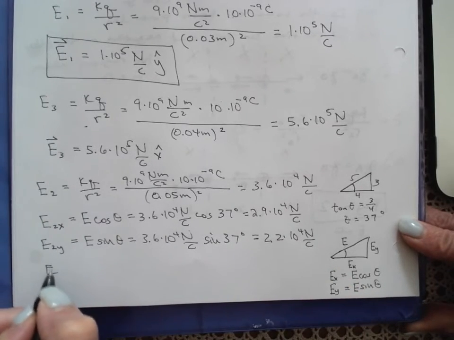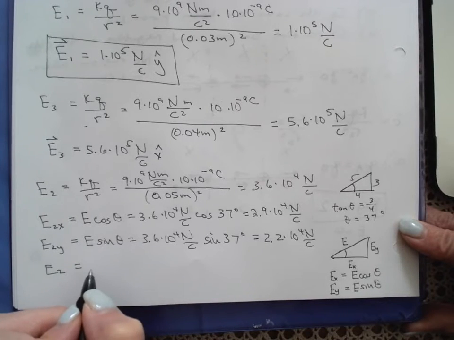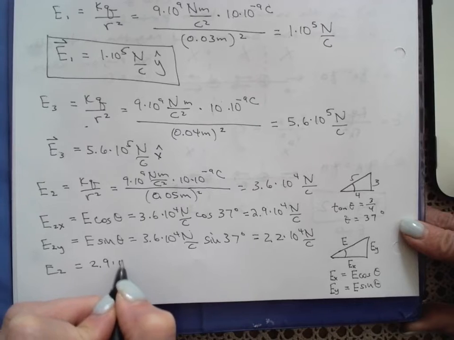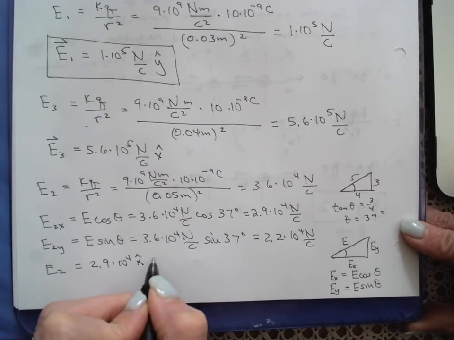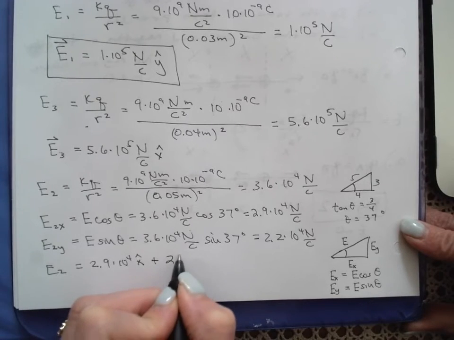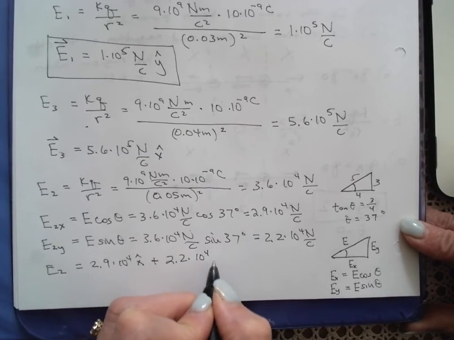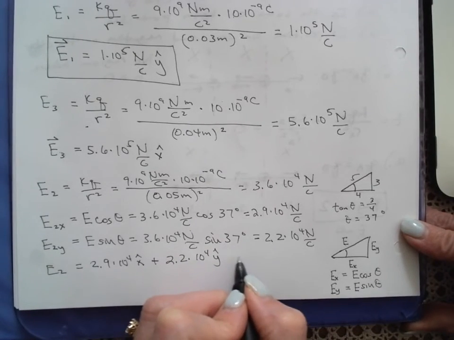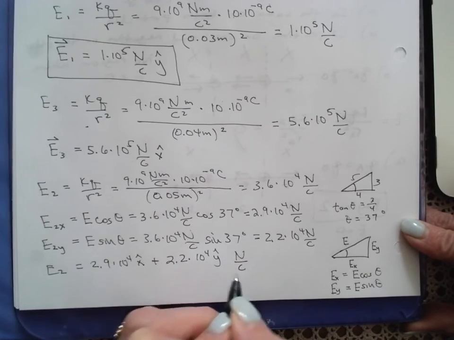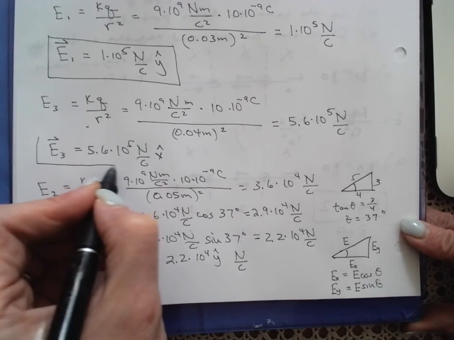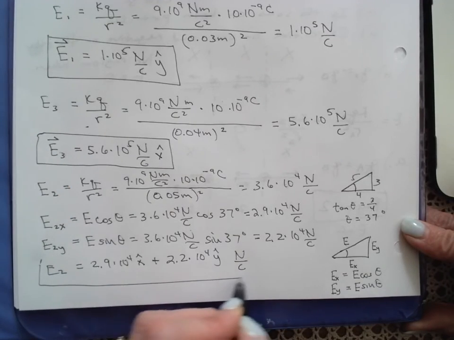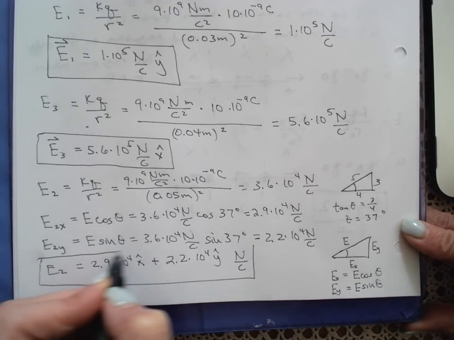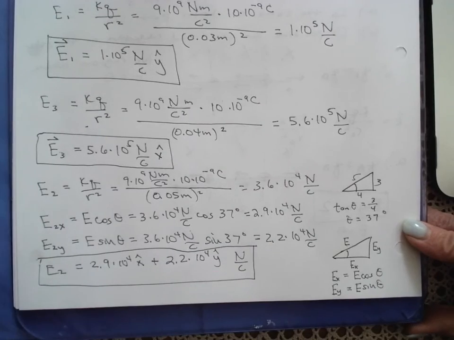So E2 is equal to 2.9 times 10 to the 4th in the x hat direction, plus 2.2 times 10 to the 4th in the y hat direction, and the units are newtons per coulomb. So here's my E3, here's my E2, and we have my E1.